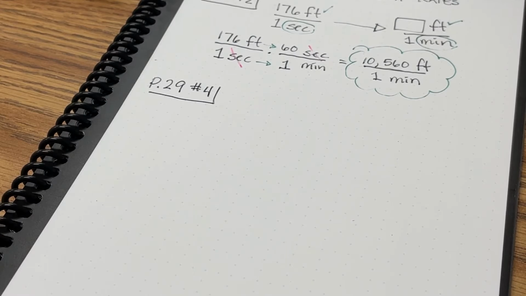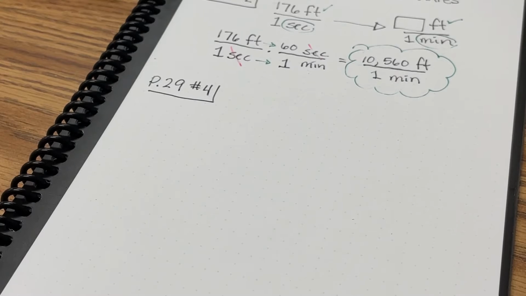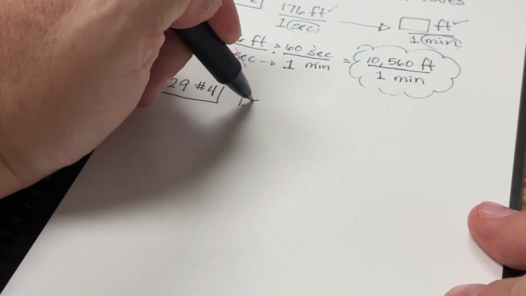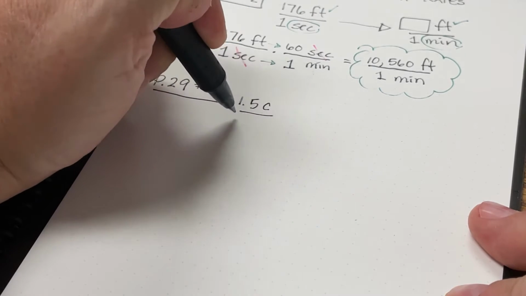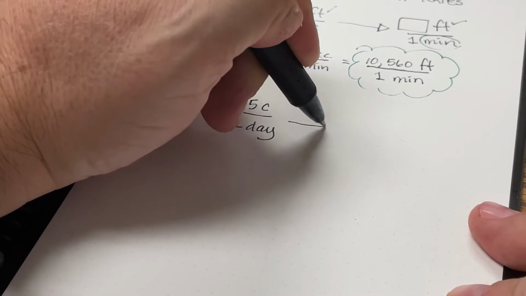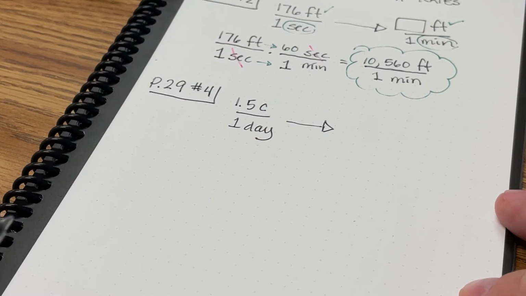Let's look at another problem about converting unit rates, but this time we're going to have to convert more than just 1 unit. We're going to convert 2 of the units. All right, so in problem number 4 on page 29, it says that a pipe is leaking at 1.5 cups per day. So I'm going to write that down, 1.5 cups per 1 day. And what I want to find out is how many gallons per week.